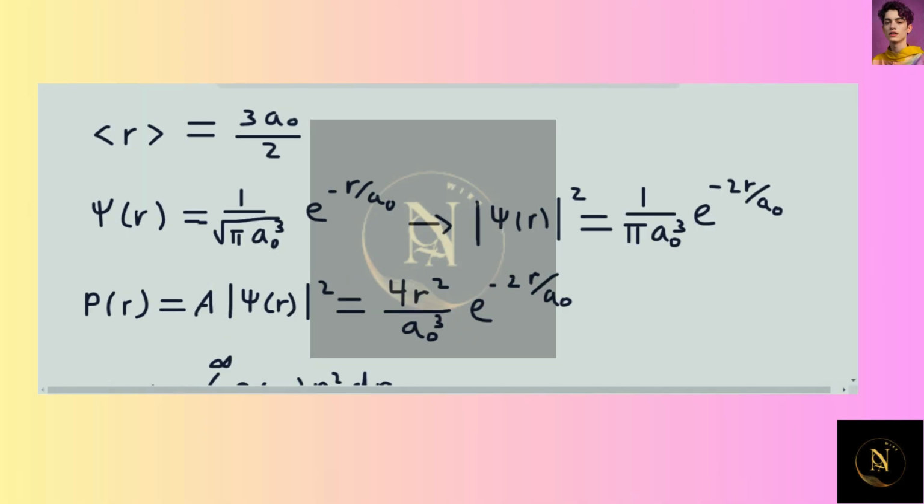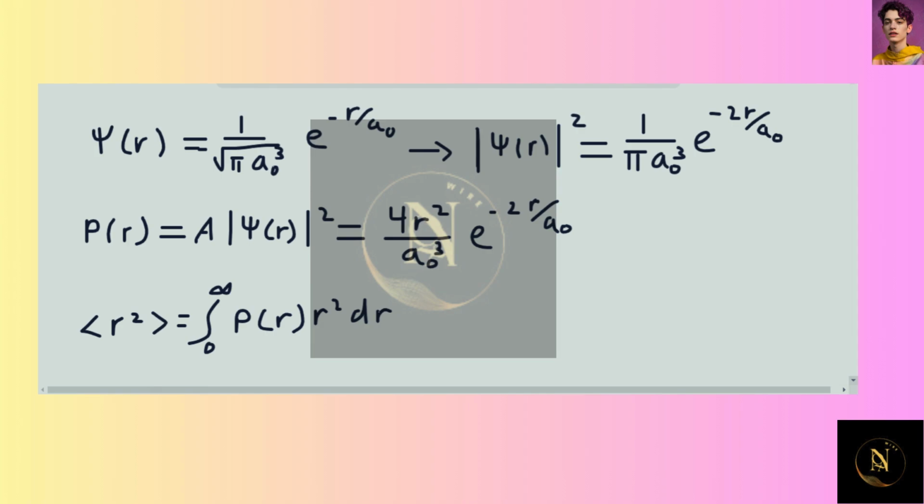We're given the average value of r, which is just the r with the brackets outside of it, and we're told it's equal to 3a0 over 2. The average value of the squared distance between the electron, r squared, is given by this integral. So we'll scroll down and I'll show you the integral that we're given.